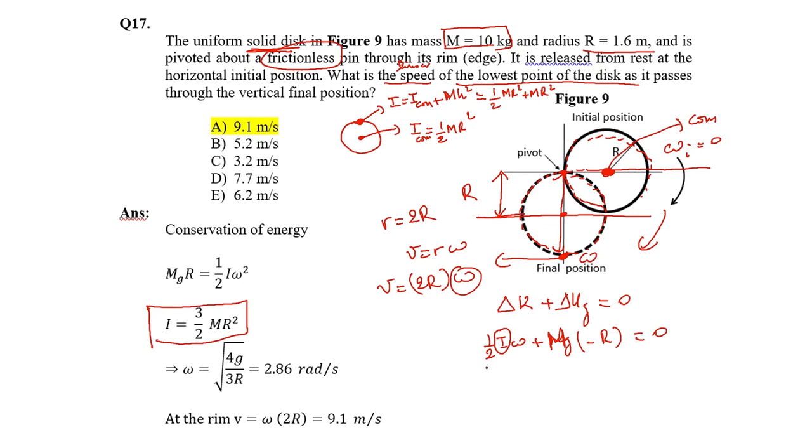So I will have 1/2 multiplied by 3/2 of mr squared, omega squared, is equal to mgr. So the m will simplify, of course. Here I forgot about omega. Of course, it's 1/2 I omega squared. Here I forgot about the omega squared, and here too, of course. Be careful, okay?